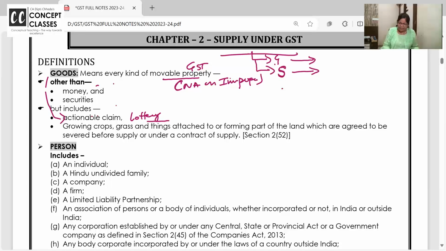GST, yes. Can we write like this? GST, yes. GST, no. In both. Money and securities. I am teaching only some link definitions that will make our work easy in the next class.